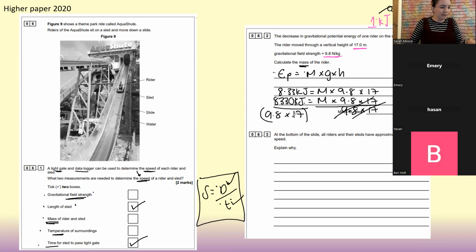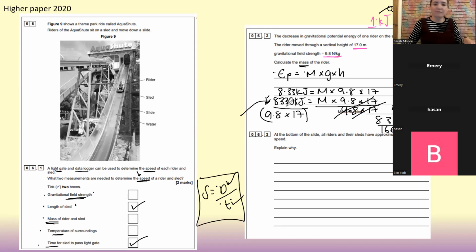I'm going to work that out separately. Running out of space. It's 166.6. Now I'm going to go ahead and do my final calculation. So you can see I work everything out separately. I don't just plug this into my calculator, 8,330 over 9.8 times 17. I like to do things step by step. So anything in the brackets, I go ahead and work out, breaking it down step by step.